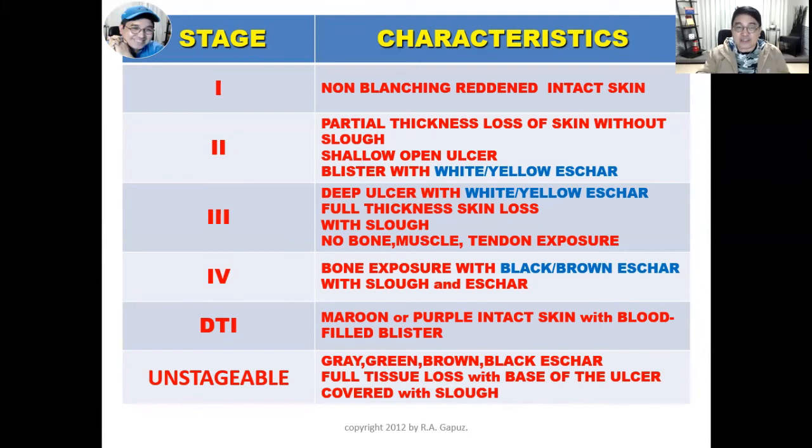So you would know that there's an unstageable pressure injury when you get to see these groups of skin discoloration. You have gray, green, brown, or black eschar. So you would notice that in stage 2, you just have white or yellow eschar. That's also true for stage 3. And for stage 4, you have black or brown eschar. Now, if there's going to be a mixture like black, brown, green, gray, so the green could have been yellow that has progressed into a more intense infection. So this is now something that we could term unstageable.